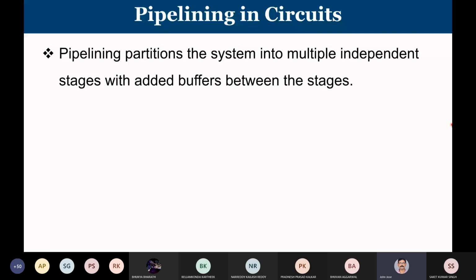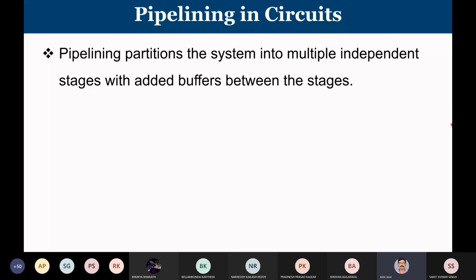You give the instruction, and at the end you are getting the result. You don't know what is happening inside. It may take multiple clock cycles to complete the operation. Now, can I subdivide this circuit? So that is called an unpipelined circuit. Given a task, it takes multiple cycles to complete the operation.